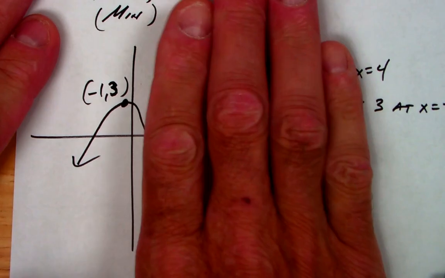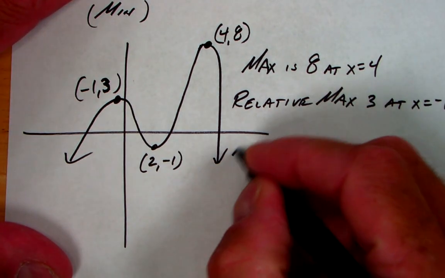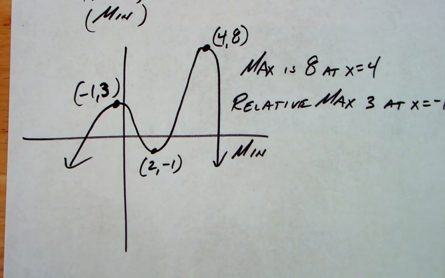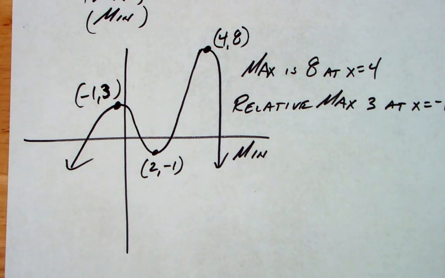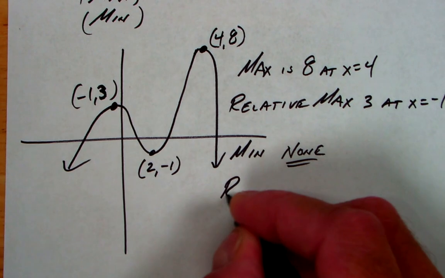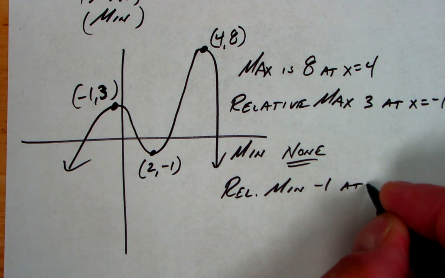So if I ignore that max, are there any other maximums? Yeah, there's another max right here. Minimum. Do we have a minimum? Is that a minimum or a relative minimum? It's a relative minimum because does this thing ever get down to like -10? Yeah, look at the arrows. So there is no minimum. But there's a relative minimum of -1 at x equals 2.